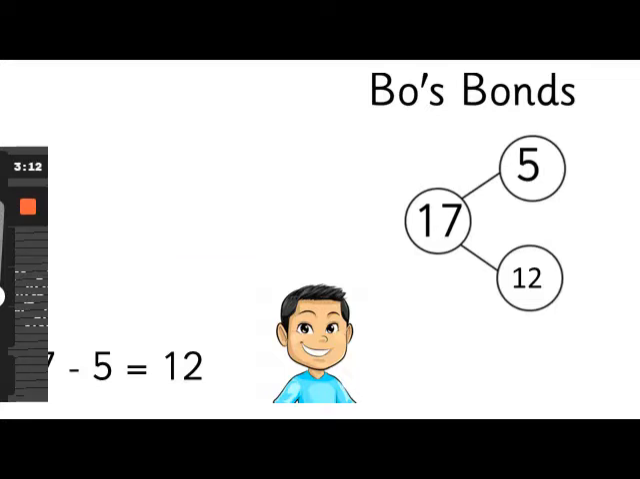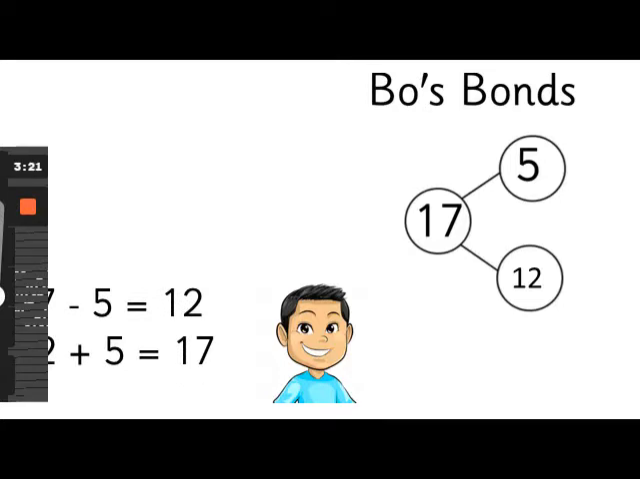Well done. And now a way to double check is by adding those parts. So 5 add 12 to see, does it equal the whole? It does. 5 add 12 equals 17, so I know I'm correct. Say those sentences to yourself now. 17 subtract 5 equals 12, and 12 add 5 equals 17.